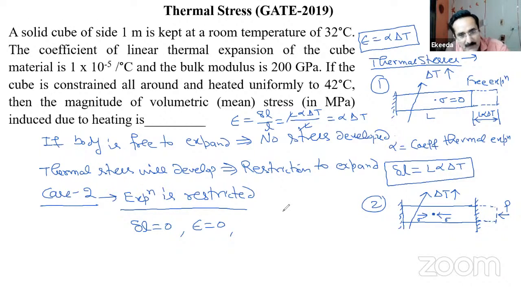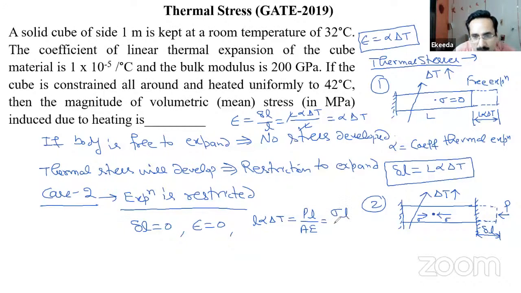You can think that there is some load which is causing this free expansion to be suppressed, right? And we know that L alpha delta T, which is suppressed, should be equal to the suppression by load, which is PL upon AE. From the simple stresses cases we know PL upon AE, and load upon area is stress. So sigma L upon E, the L's cancel, and the stress will be equal to E alpha delta T.